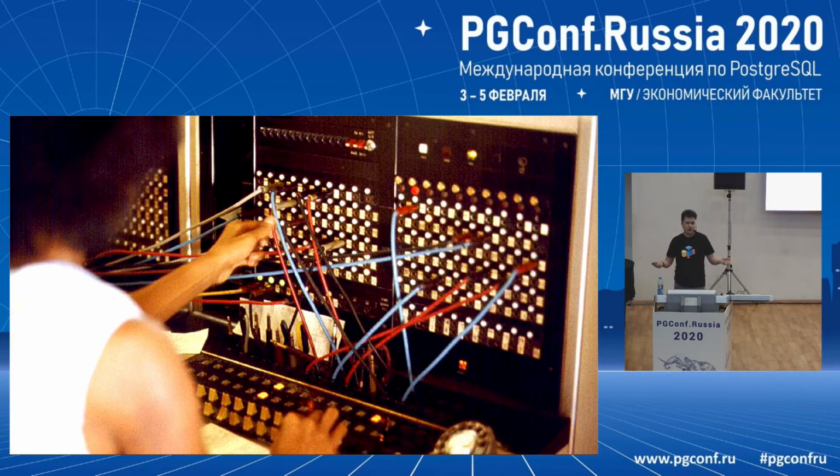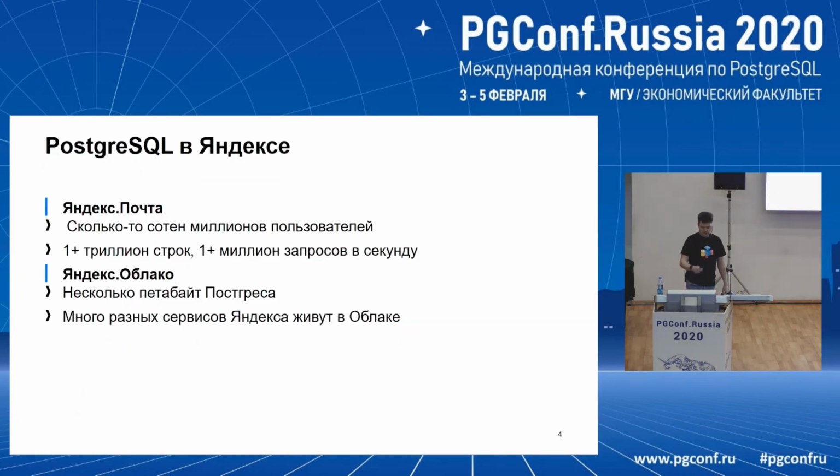Connection pooler is a very simple application. All it does is control the client's connections. Now I'm going to speak a bit about Postgres in Yandex. We know that Yandex Mail has moved to Postgres a while back, which has 1 million plus queries per second carried out by Postgres, where you have some gazillions of lines, and we have hundreds of millions of users writing into Yandex email.